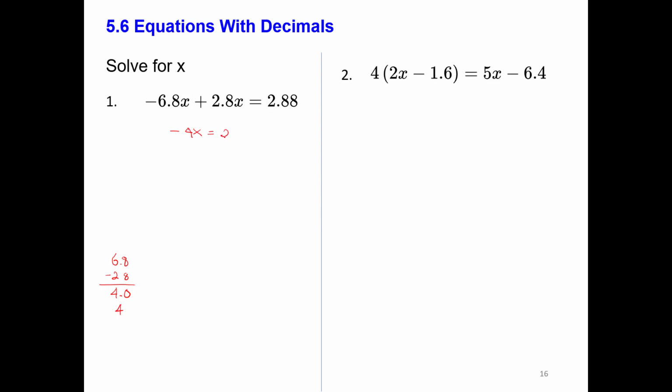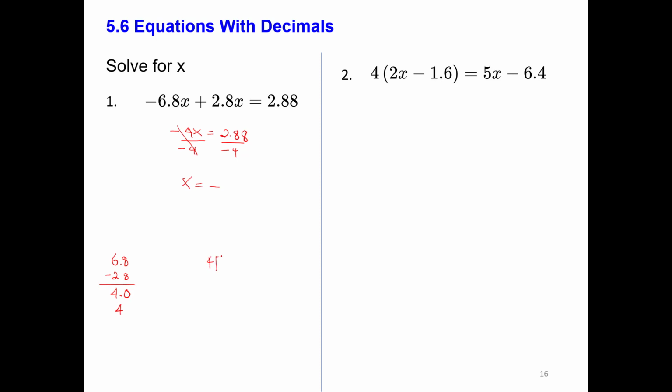And in this case, we have negative 4x equals 2.88. Because we want to solve for x, we need to divide by negative 4. We need to divide by negative 4. Cancel out the 4s. We have x equal to, and we need to divide to get the solution. But we know positive divided by negative is negative. The answer must be negative. And let's divide the numbers.